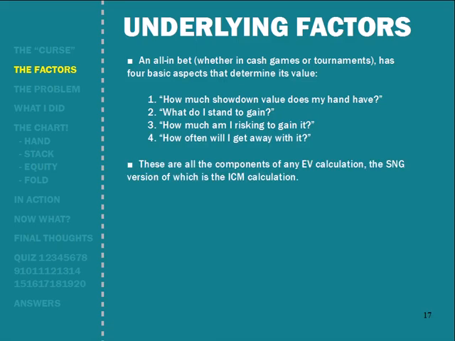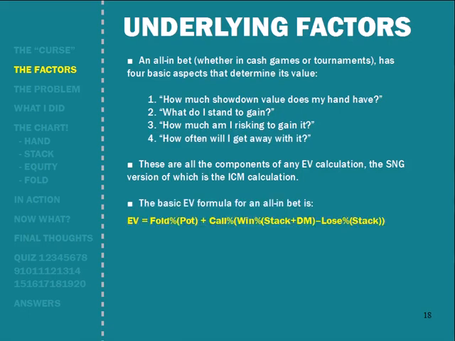Now, these are the components of any EV calculation for an all-in bet anyway. And the sit-and-go version of this is the ICM calculation. Now, that's a loose way of talking. ICM really only measures your tournament equity. But, in a loose way of talking, we can say that the ICM calculation is basically the all-in bet EV calculation of sit-and-goes. In subsequent videos, I'll explain the difference. But anyway, the basic actual mathematical formula for an all-in bet is displayed on your screen.